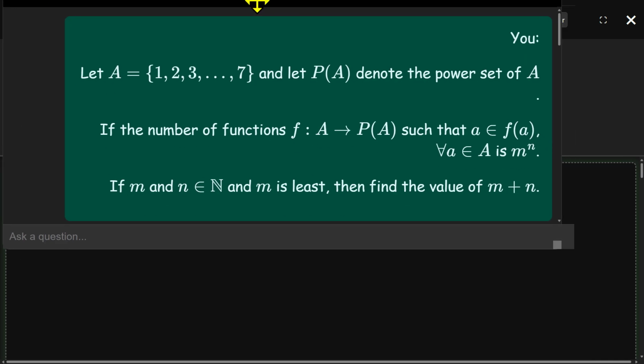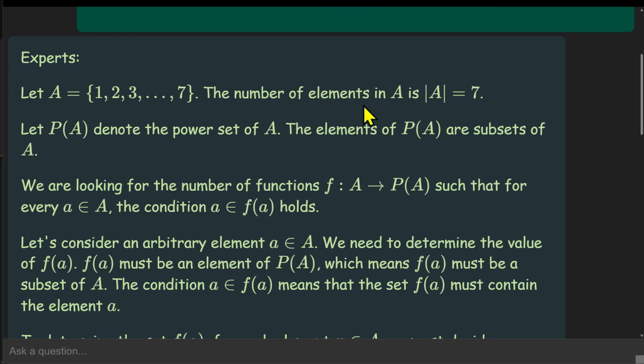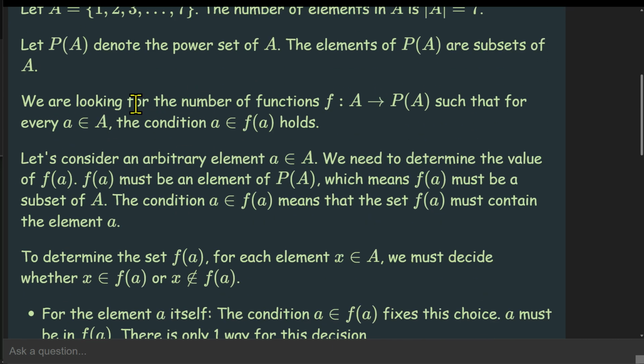So look at the solution, we have to find m plus n. Let A equal to this set; the number of elements in A is 7. P of A denotes the power set, the number of subsets of A. Looking at the power set formula, we are looking for the number of functions from A to P of A such that the condition a belongs to f of a holds.